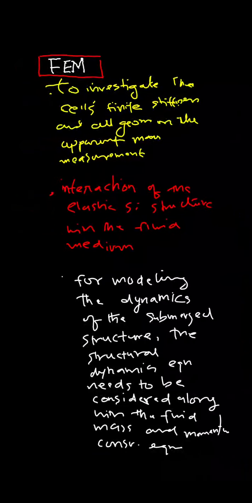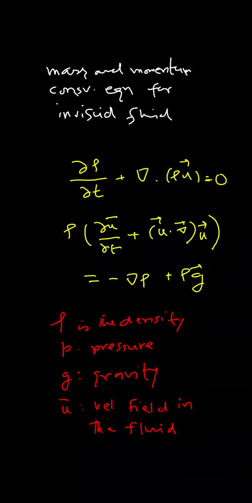So we can use finite element modeling to investigate the cell's finite stiffness and the cell geometry on the apparent mass measurement, and the detection of the elastic silicon structure with the fluid medium. Now for modeling the dynamics of the submerged structure, the structural dynamics equation needs to be considered along with the fluid mass and momentum conservation equation. So these are the equations of mass and momentum conservation, where rho is the density, p is the pressure, g is the gravity, and u is the velocity field of the fluid.